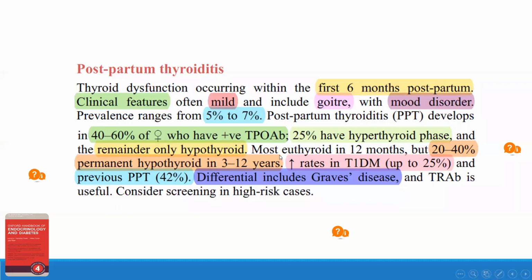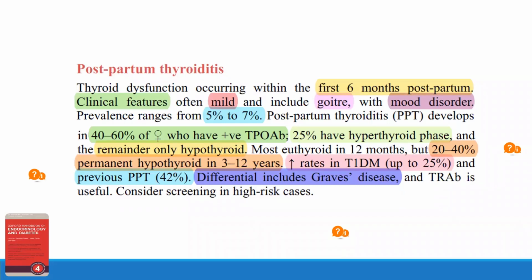Most patients with postpartum thyroiditis become euthyroid within 1 year. So the prognosis of postpartum thyroiditis, because this was actually a question in a previous exam: most patients will be rendered euthyroid, but 20 to 40% will be permanently hypothyroid. But most patients with postpartum thyroiditis will be euthyroid.